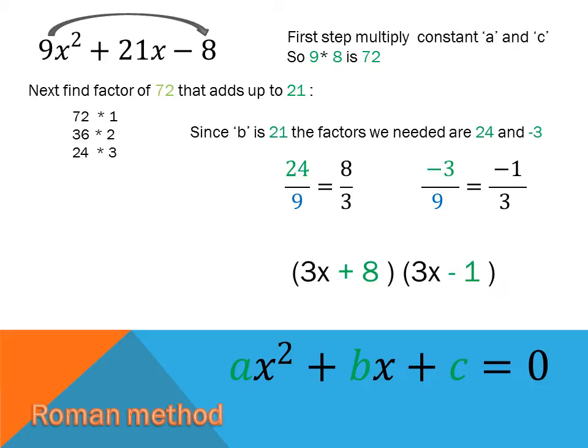And we'll use those as our factors of our quadratic equation. As you can see, the denominator 3 is written with 3x, and 8, the numerator, and negative 1 is the numerator on the other one. So our answer is 3x plus 8 times 3x minus 1.